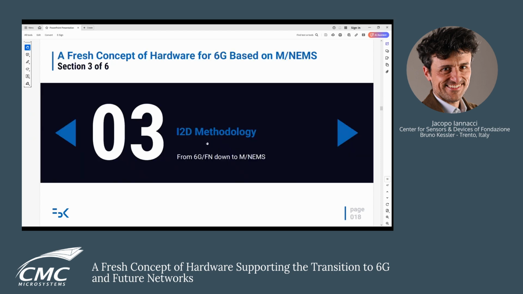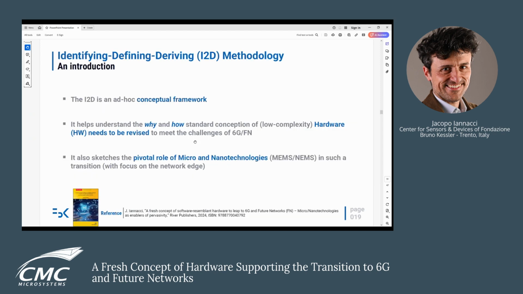Okay, the subsequent conceptual tool is called the Identifying, Defining, Deriving methodology, I2D. This is also discussed in the book. I will just stress the main concept of it in this presentation. This conceptual tool helps step forth micro and nanotechnologies in the frame of 6G, because it helps understand why a reformulation of the concept of hardware is needed. And it also sketches the pivotal role of MEMS and NEMS in this scenario.